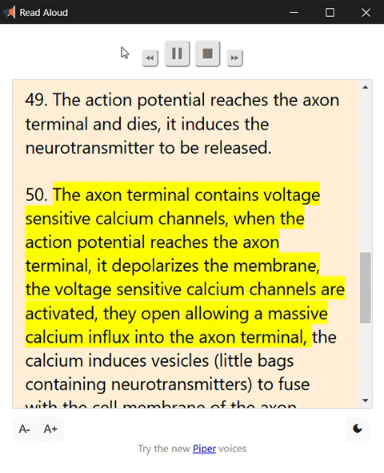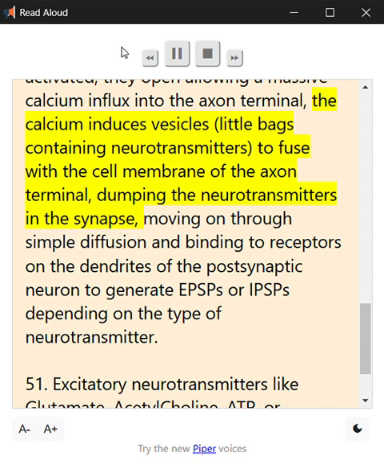50. The axon terminal contains voltage-sensitive calcium channels. When the action potential reaches the axon terminal, it depolarizes the membrane. The voltage-sensitive calcium channels are activated. They open, allowing a massive calcium influx into the axon terminal. The calcium induces vesicles, little bags containing neurotransmitters, to fuse with the cell membrane of the axon terminal, dumping the neurotransmitters in the synapse. They move through simple diffusion and bind to receptors on the dendrites of the postsynaptic neuron to generate EPSPs or IPSPs depending on the type of neurotransmitter.